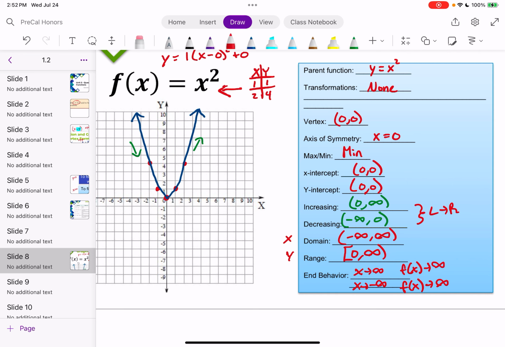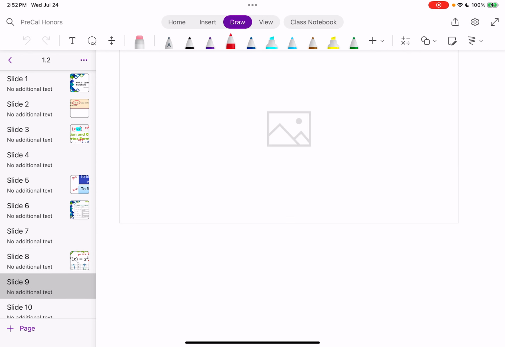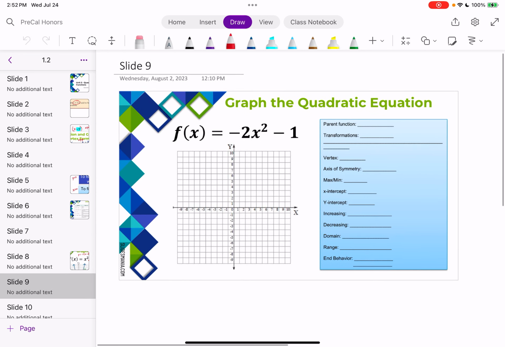Let's go ahead and take a look at slide 9. Slide 9 is very similar to slide 8. It gives you a new equation for you to work on. Highly suggest try this one out and go from that point.